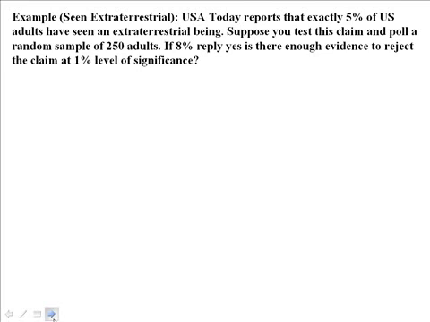Okay, so what kind of problem is this? A hypothesis test, right? How do we know it's a hypothesis test? Because we're trying to test some kind of claim. And also, down here, where it gives us this level of significance, that's another giveaway, because when you talk about significance tests, that means you're talking about a hypothesis test.